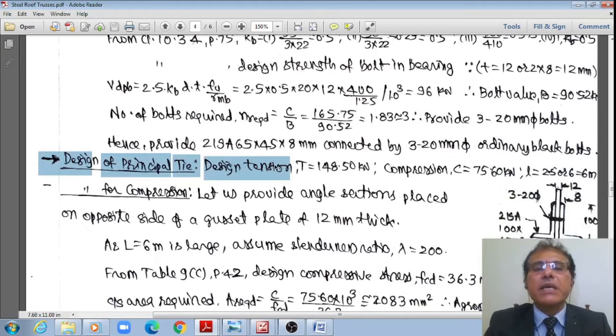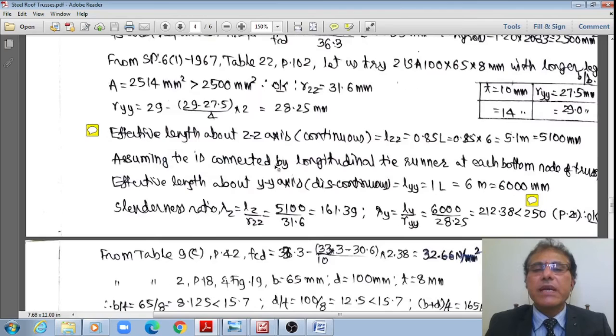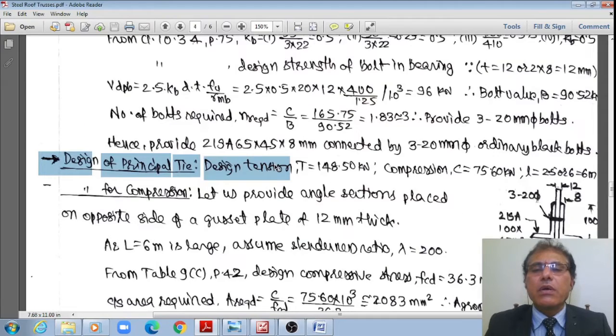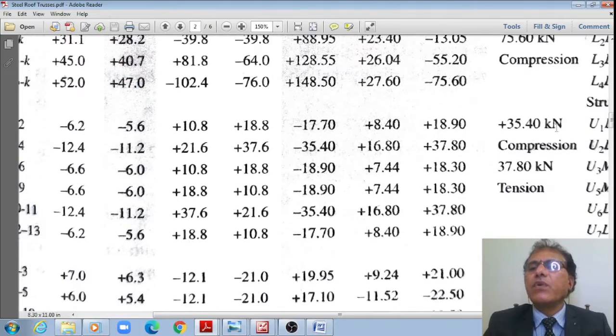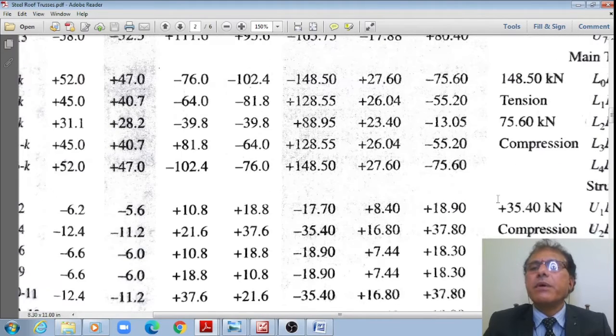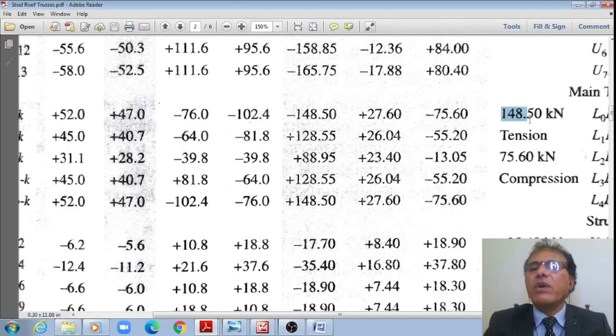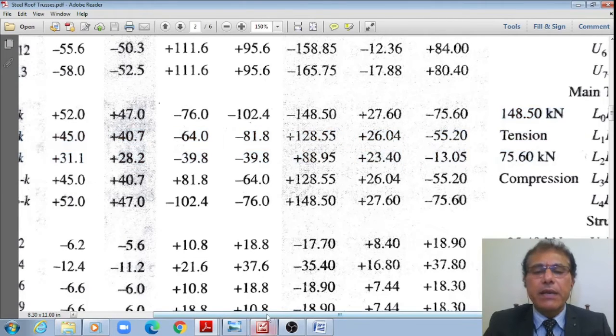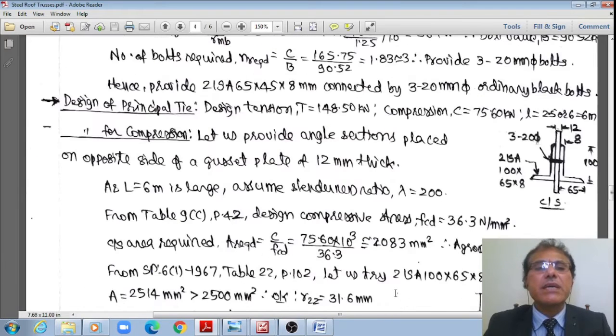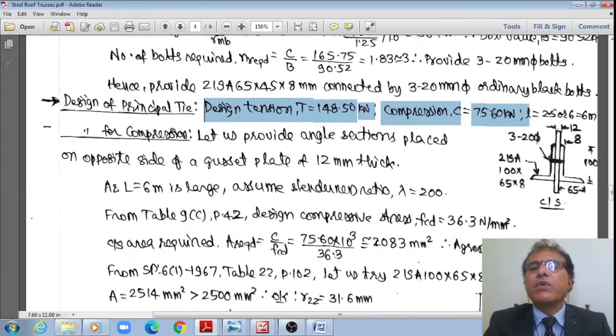Therefore, I'm just recalling the design tension force. Let me show the design forces. These are the design forces in this principal tie: the main tie has 148.5 tension and 75.6 compression. I'll just recall those results here. Therefore, the design tension is 148.5 and the compression force is 75.6, and also there is the length. Let us see the length.